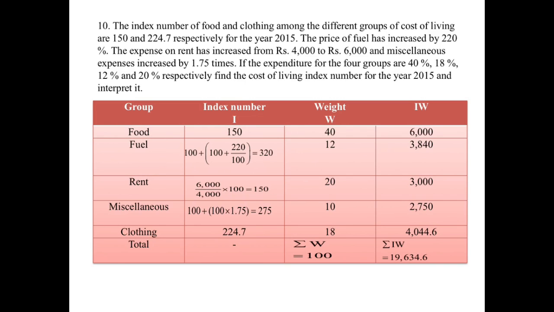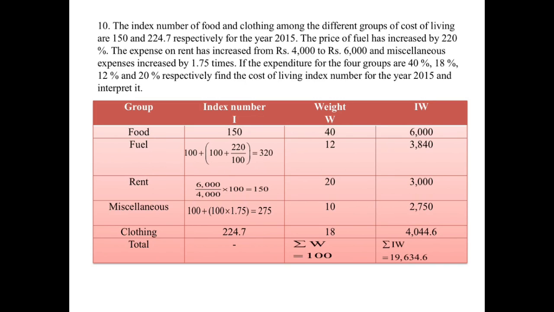What they write in the question, they suggest that the expenditure for the four groups are. So here the order of the four items: first item is what? Food. Second item is what? Cloth. Third item is fuel and the fourth one is rent. So in that order they give us the weight. So that's why I write 40% for food, 18% for clothing because the second item is clothing, then 12% for fuel and 20% for rent.